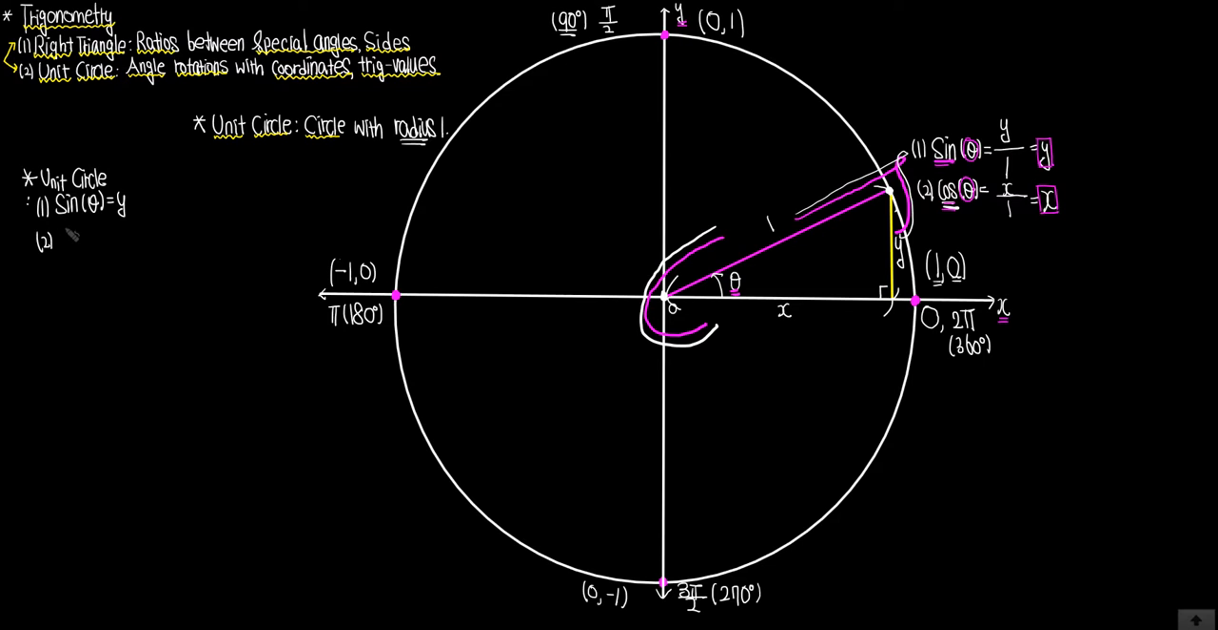Secondly, the cosine of our main angle is going to be the x value. And these are the things that we're going to talk about in more detail in the next videos. All you have to remember is that the sine of any angle is the y value inside the unit circle, and the cosine of any angle would be the x value, or the x coordinate.